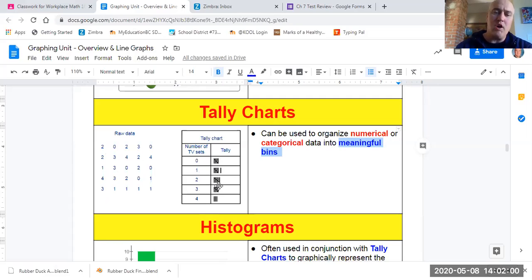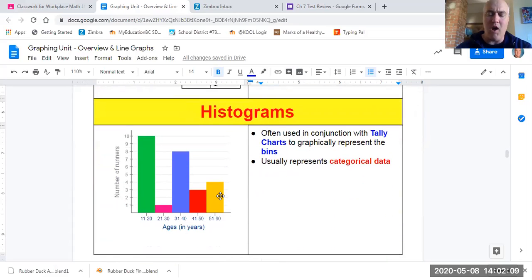Now, tally charts are very interesting. They're not really graphs per se, but we usually combine this tally chart with something called a histogram, and that's what I'll look at now. So basically what we can see here is that a histogram is a graph, in this case sort of like a bar graph, but it clearly represents categorical data. In this case, the example is age categories from 11 to 20, 21 to 30, 31 to 40, 41 to 50, and 51 to 60, and how many people respond in each of those age categories.